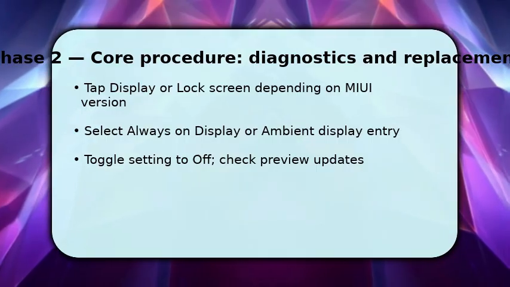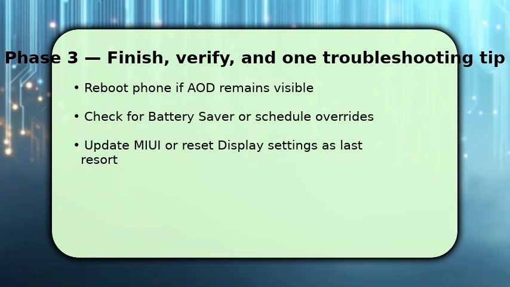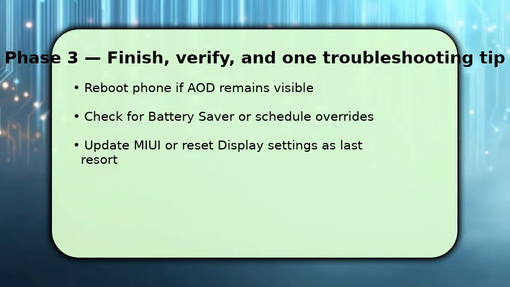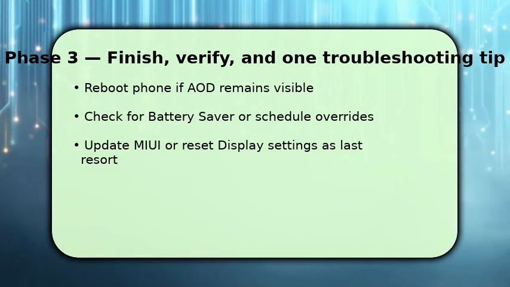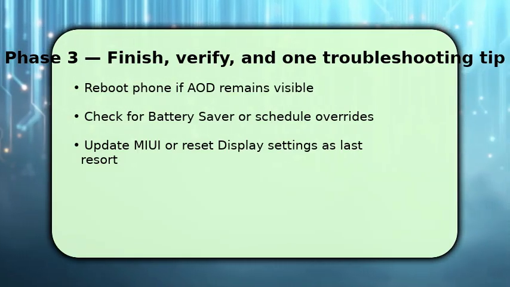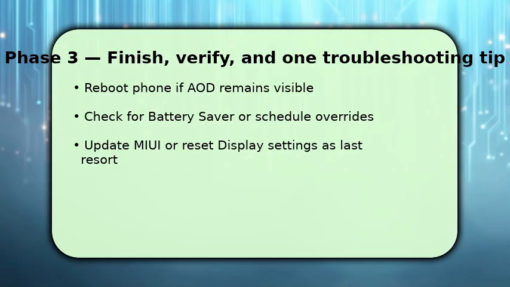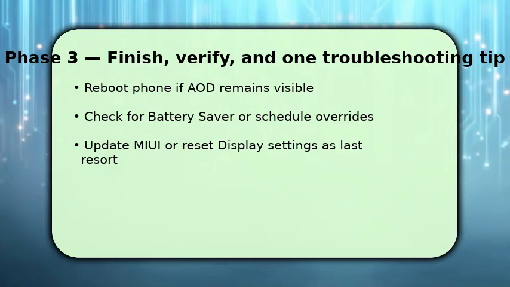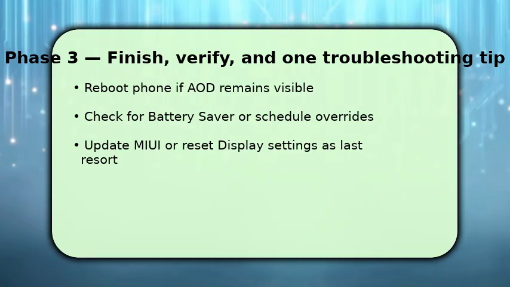Finally, confirm the change by locking and unlocking the phone. The always-on elements should no longer appear. If they persist, reboot the phone first because a restart clears temporary overrides. If that fails, check battery saver and scheduled display rules. Make sure no schedule forces AOD on at certain times. As a last resort, update MIUI or reset display settings. This resolves glitches without wiping personal data. If you need more help, tell me the MIUI.